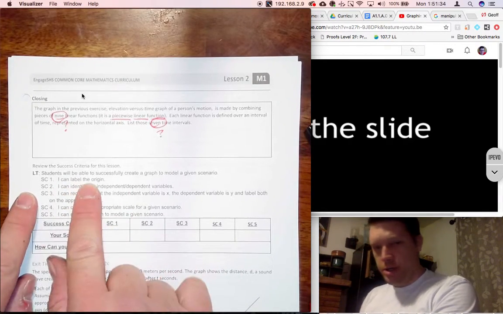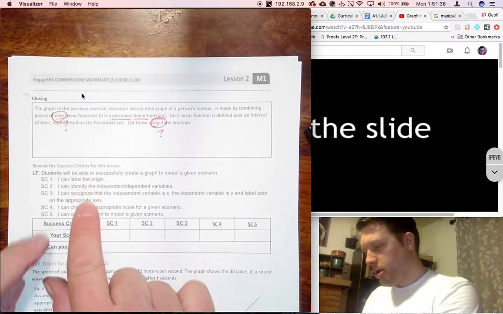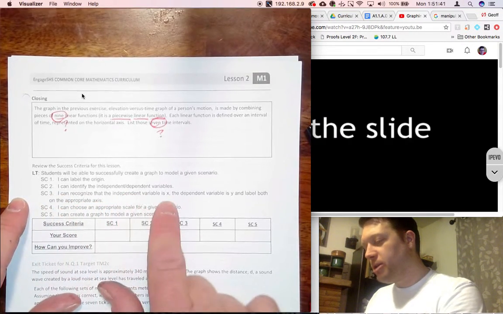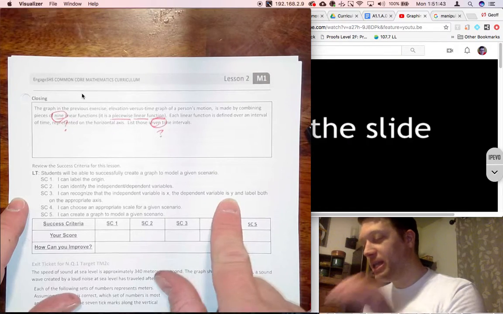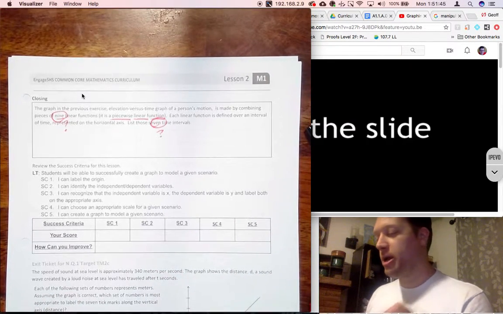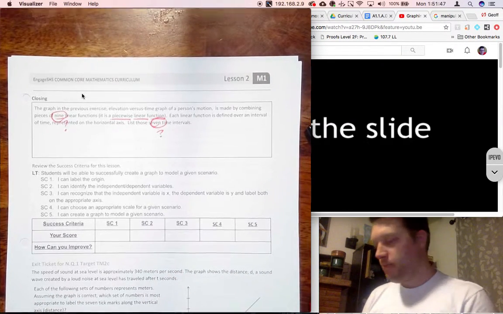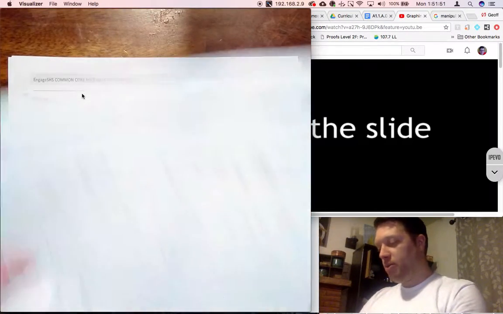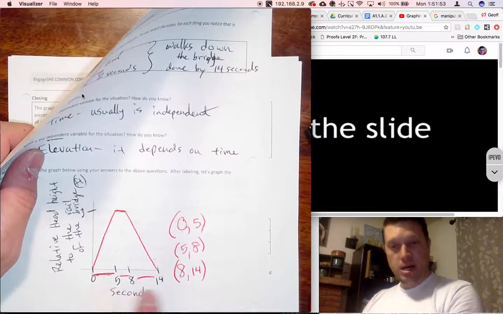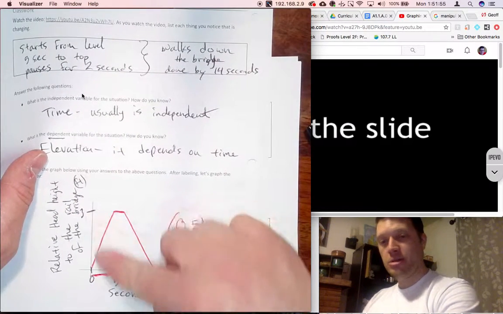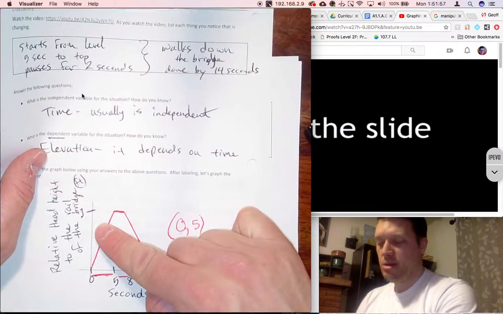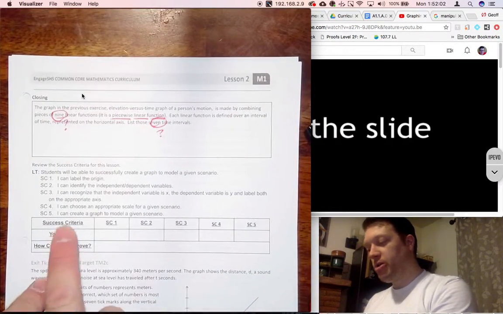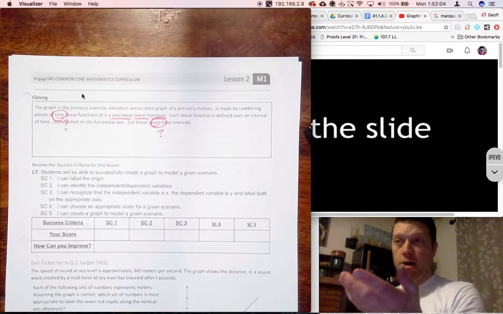I can label the origin. Can you? I can identify the independent and dependent variables. I can recognize that an independent variable is X and the dependent variable is Y, and I can label them both on the appropriate axes. That's crucial. I can choose an appropriate scale. You can see how I chose scale because I had a set amount of time. I had to think about my scenario to know that I only really needed like 3 feet. So 0 to 3, perfect. Chose my scale. And then I can create a graph to model a given scenario.